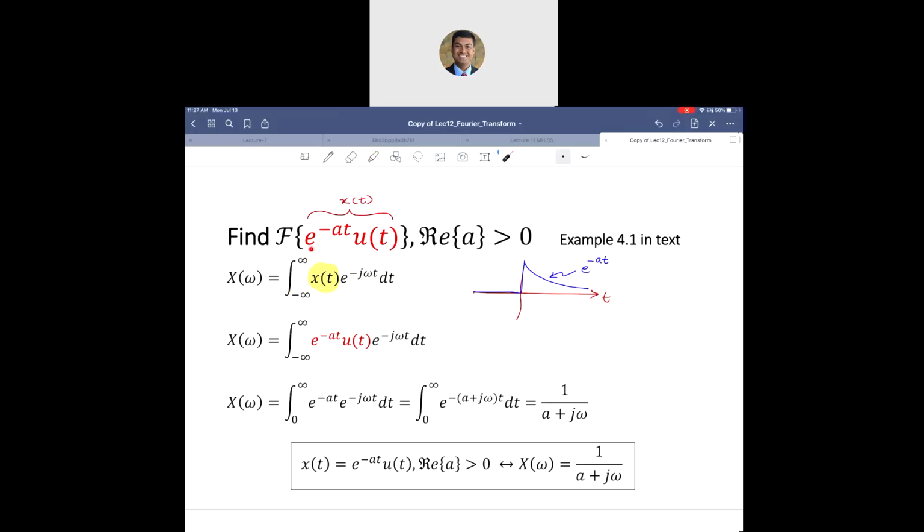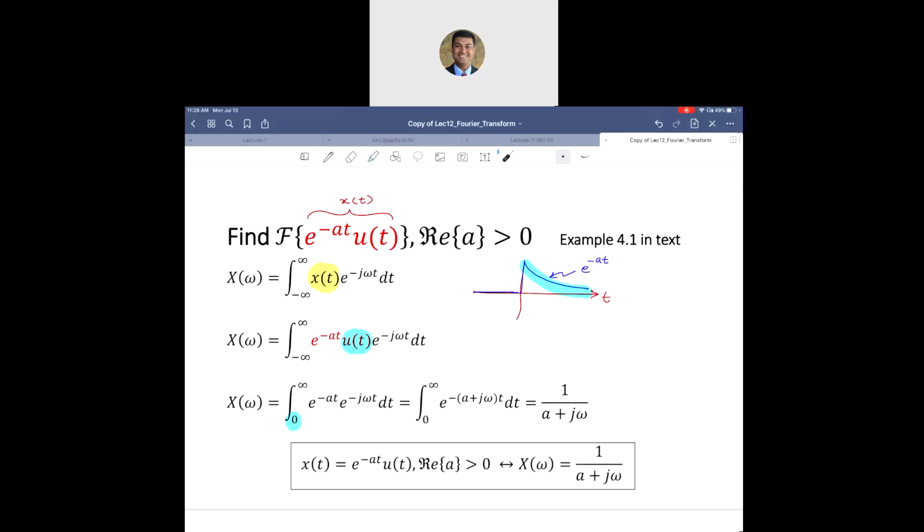X of omega is negative infinity to infinity, x of t, we'll substitute this there, e to the minus j omega t dt. If we are trying to integrate out t, we will be left with omega. X of omega equals negative infinity to infinity, e to the minus at u of t from the signal, e to the minus j omega t dt from the definition. Because you have a u of t there, I only need to evaluate it from 0 to infinity. I do not have the signal, a non-zero thing, for time less than 0.